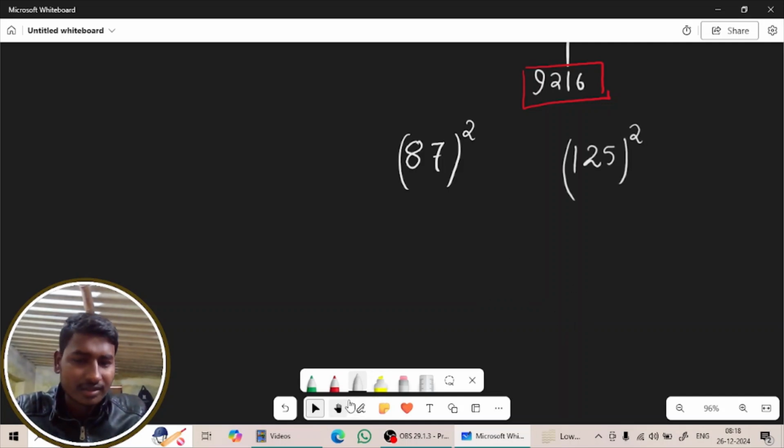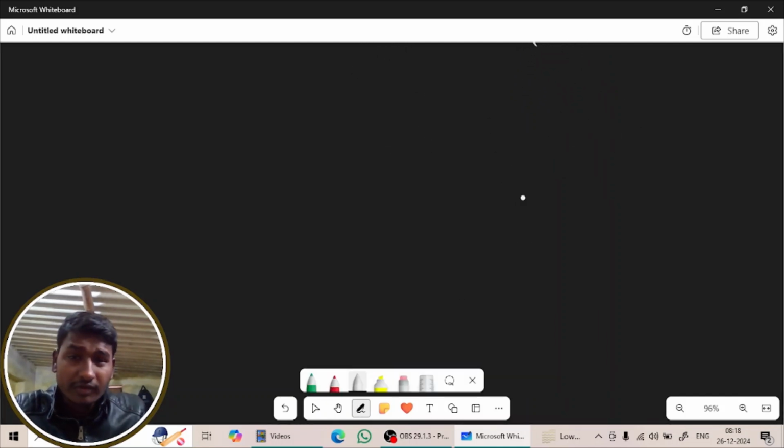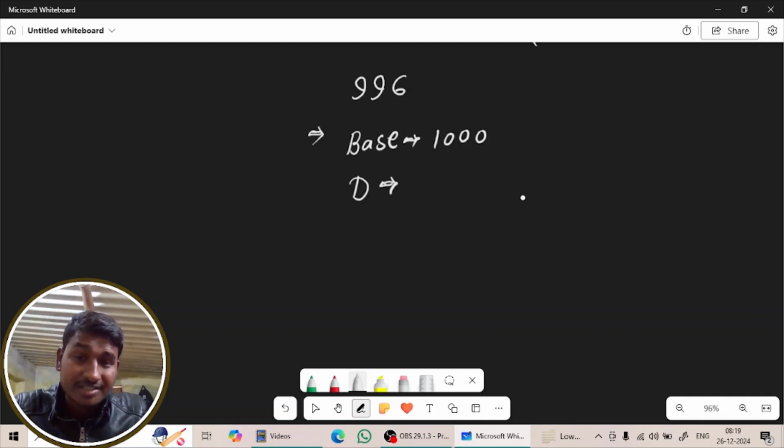Now let's learn about 3 digit, or I'll say 4 digit, numbers which are very much closer to 1000. So if a number is closer to 1000, let's start with 996. This number is very much closer to 1000. So the base is 1000. What is the deviation, my dear? The deviation is how much it is lesser than 1000. It is 4, so negative 4.